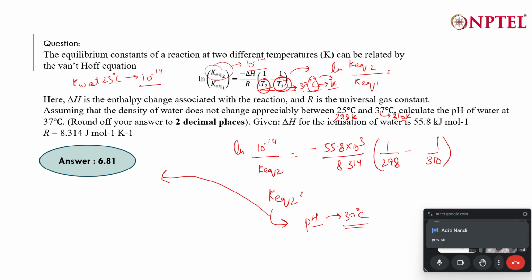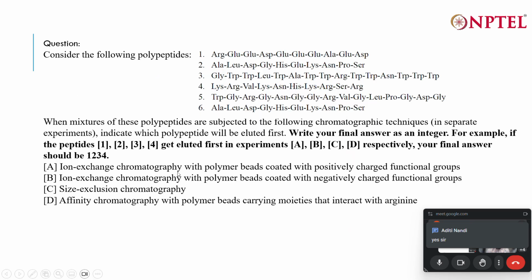Okay, so let's move on to the next question. Consider the following peptides. When a mixture of these peptides is subjected to the following chromatographic techniques, in different experiments, we have to figure out which polypeptide will be eluted first, and state the answer as the number of the peptide that will be eluted first, as mentioned here. So what can be the correct answer?